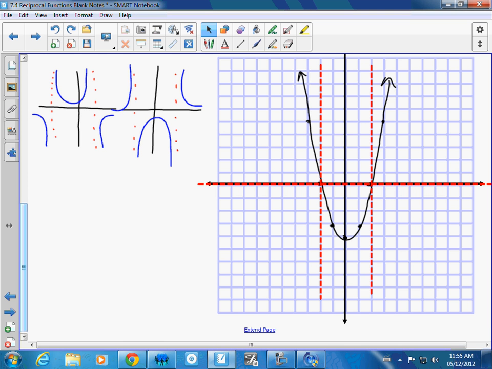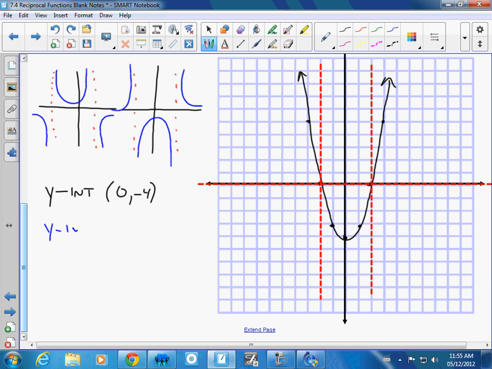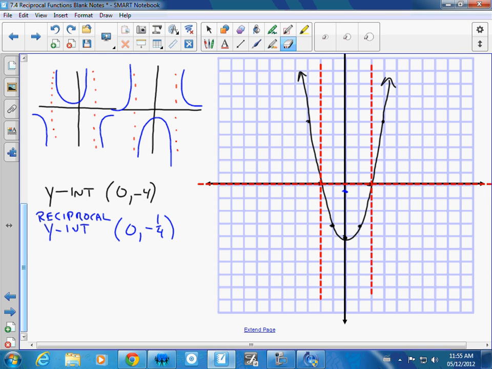So our original graph, the y-intercept was 0, comma, negative 4, right? We're going to do this one in blue. So what is the y-intercept of the reciprocal? 0, comma, what's the reciprocal of negative 4? Negative a quarter. Oh, well, isn't that a useful point to know? So where would that be on the graph? 0, comma, negative a quarter. Okay, so we know that graph is right off.